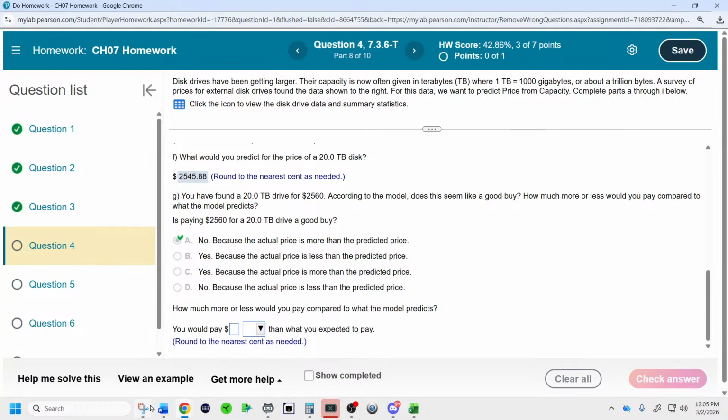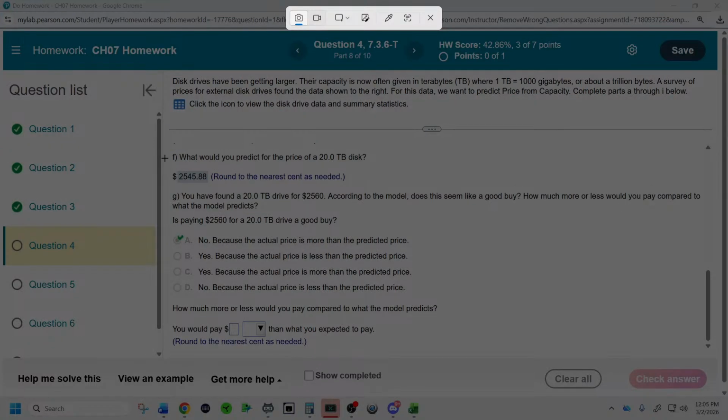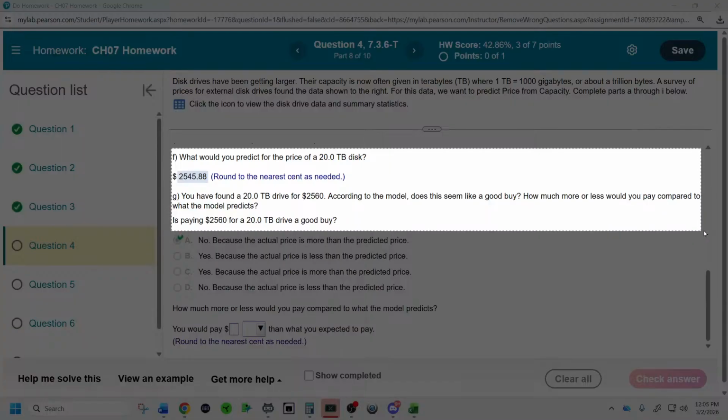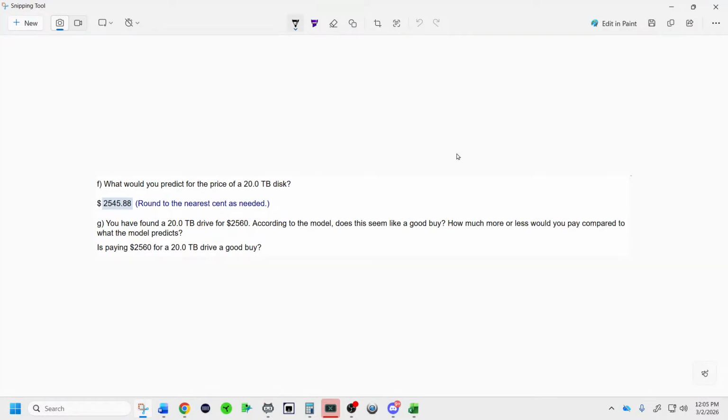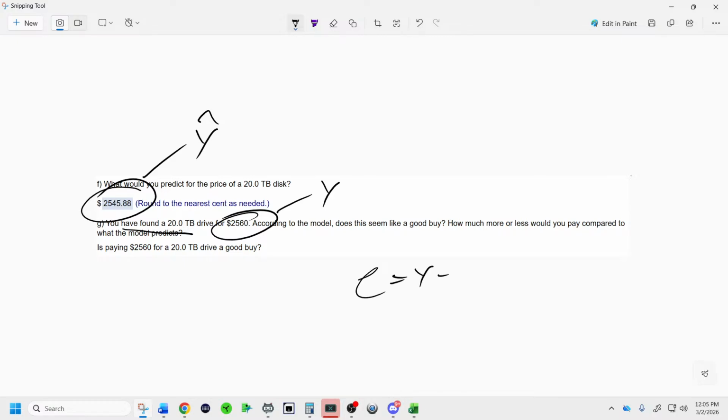You're just literally going to take these two numbers and subtract them. What we've done right here in the previous part of the problem is we've found the predicted. This is y hat, and this is, you find it actually costs this. This is the y. So remember, residual equals actual minus predicted. So we're going to do the actual of 2560 minus the predicted of 2545. It's all right to write those eights.